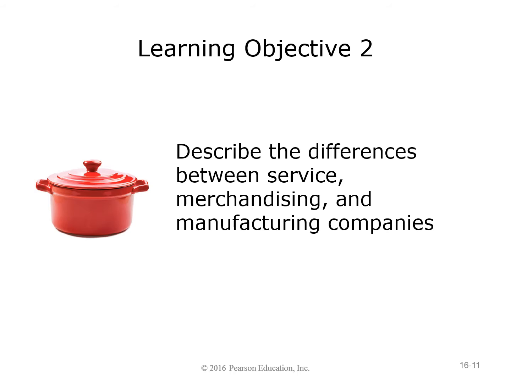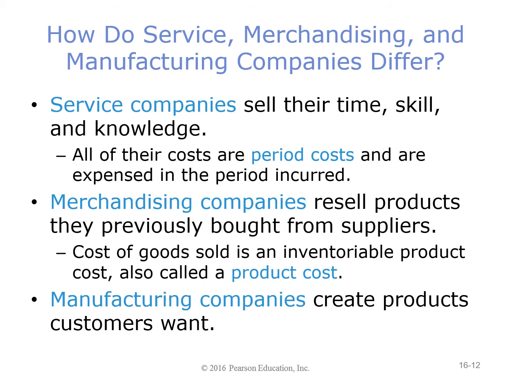Learning objective 2. What are the main differences between service, merchandising, and manufacturing companies? If we look here, service companies sell their time, skills, and knowledge. We don't have a tangible product. All of their costs are period costs related to the service they are providing within the current period, and are expenses incurred in the period to be deducted in the income statement during the current period.